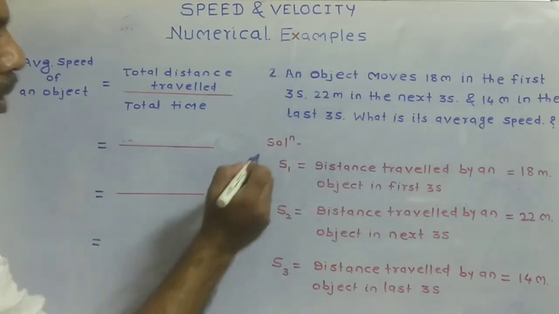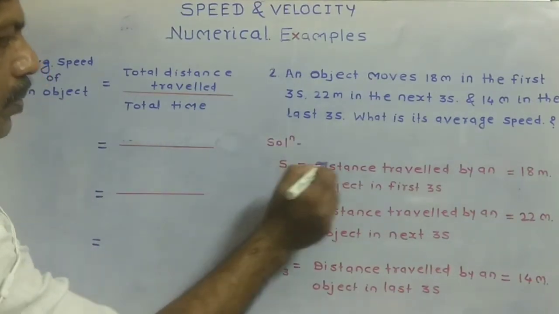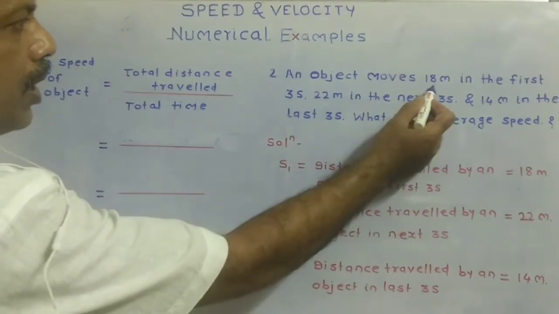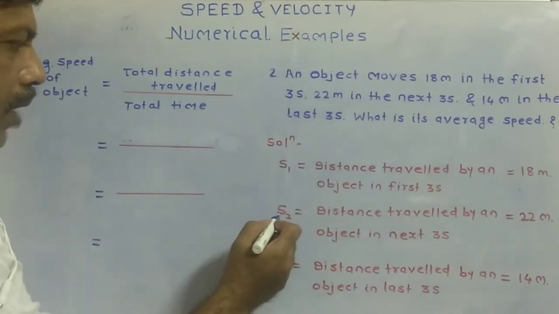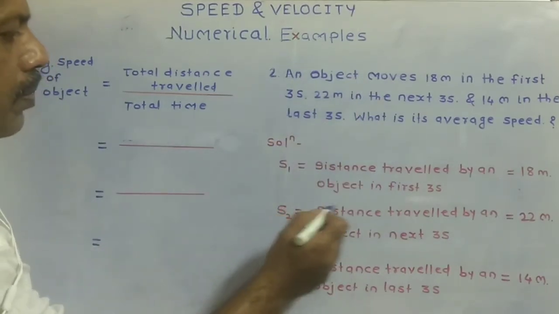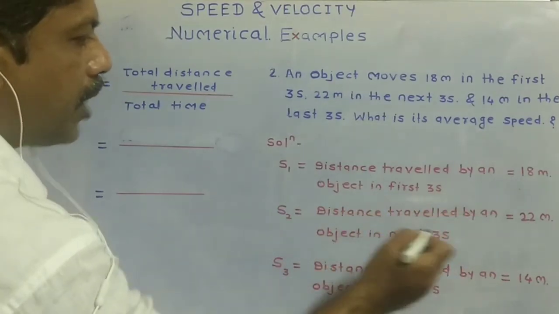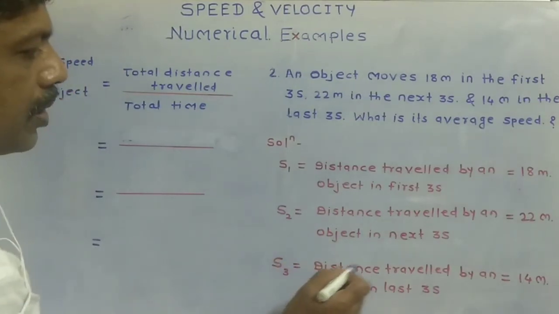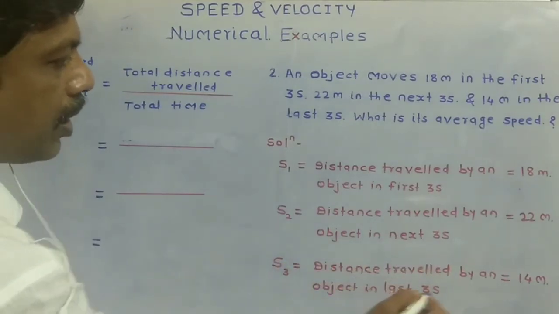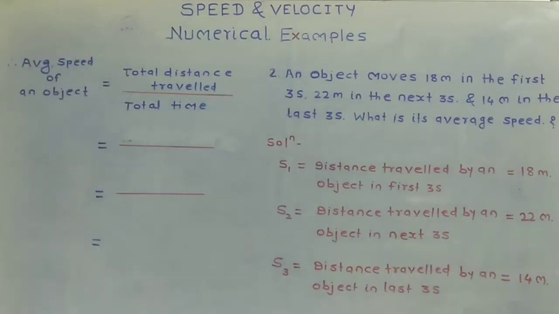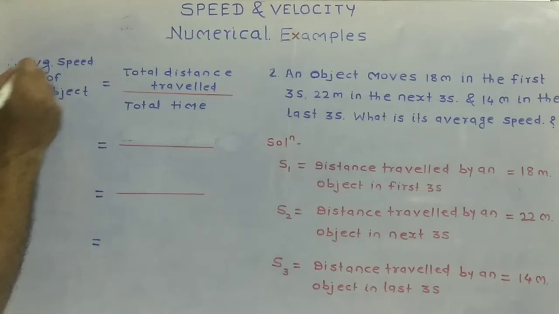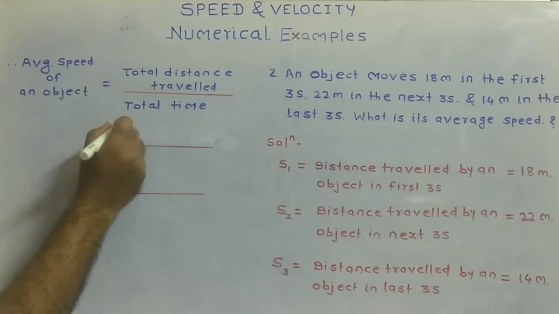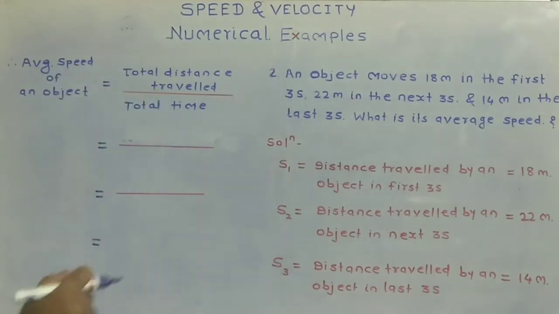In order to solve this, first we have to write down S1 equals to distance traveled by an object in first 3 seconds, that is equal to how much? 18 meter. Then we have to take S2 will be equal to distance traveled by an object in next 3 seconds, that is equal to how much? 22 meter. S3 equals to distance traveled by an object in last 3 seconds equal to how much? 14 meter. Now we will just find out the average speed of an object. What is this formula? Total distance traveled upon total time taken by an object.